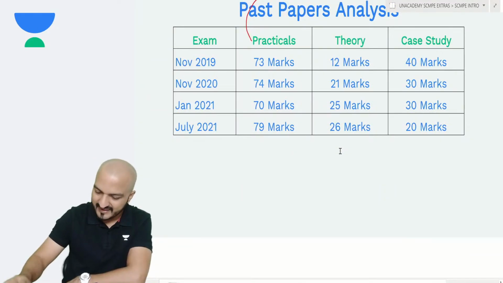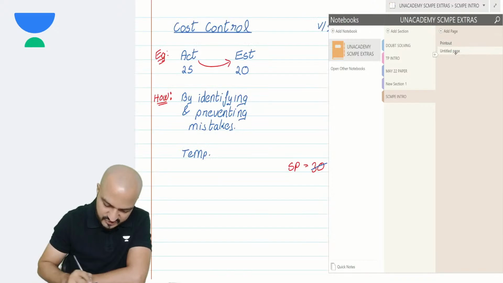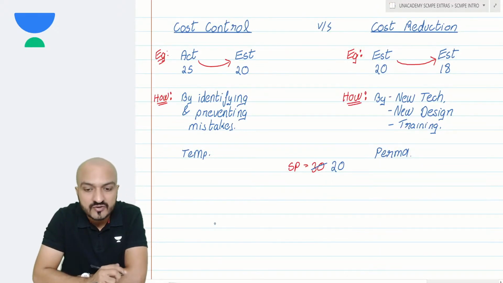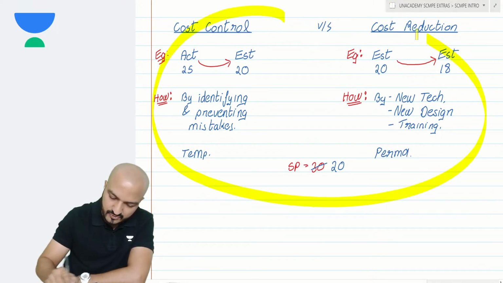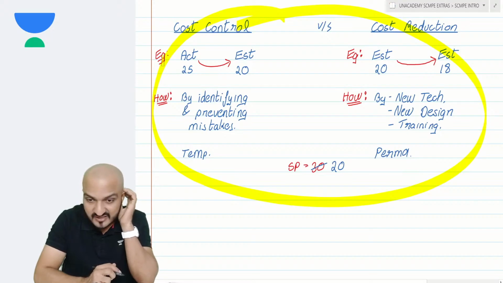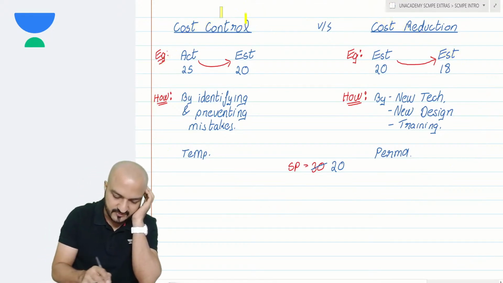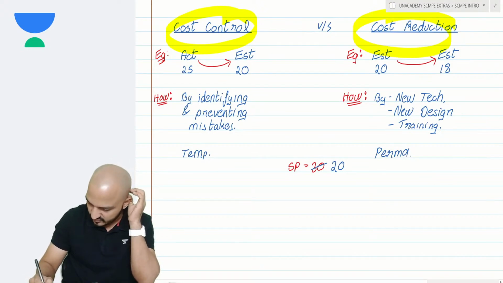Now with that background, let us begin with some basic revision concepts. One concept we already revised, that is cost control versus cost reduction. I told you in my introduction series, I'm going to revise certain basic things which you need for CA final level. We revised one concept here called cost control and cost reduction. Few other things also we need to revise.